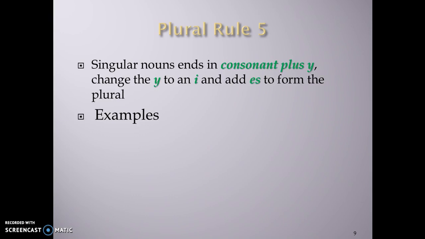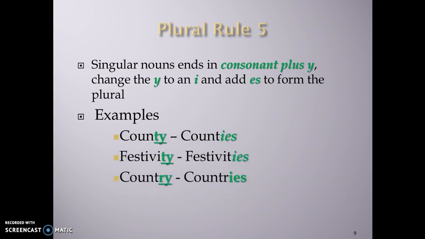Rule number 5. Singular nouns that end in a consonant plus Y, you're going to change the Y to an I, and you're going to add ES to it. And these are examples that I am providing for you. County, TY, becomes TIES. Festivity, TY, becomes festivities, IES. Country becomes countries. Remember, consonant plus Y, you change the Y to an I, and then you add IES.